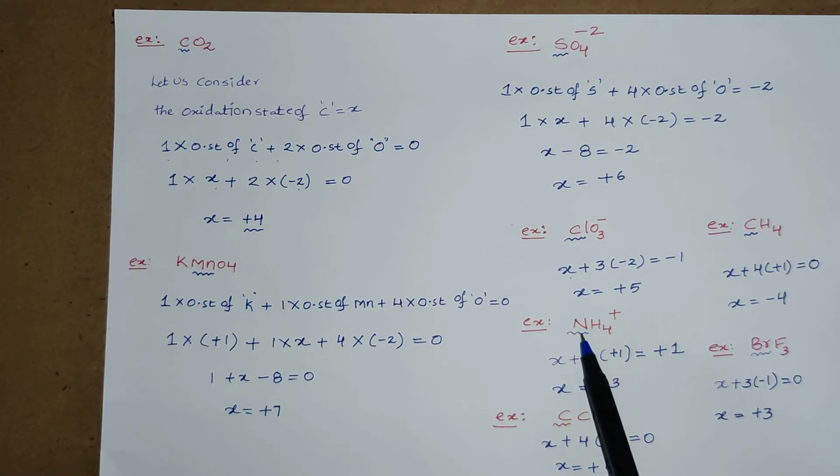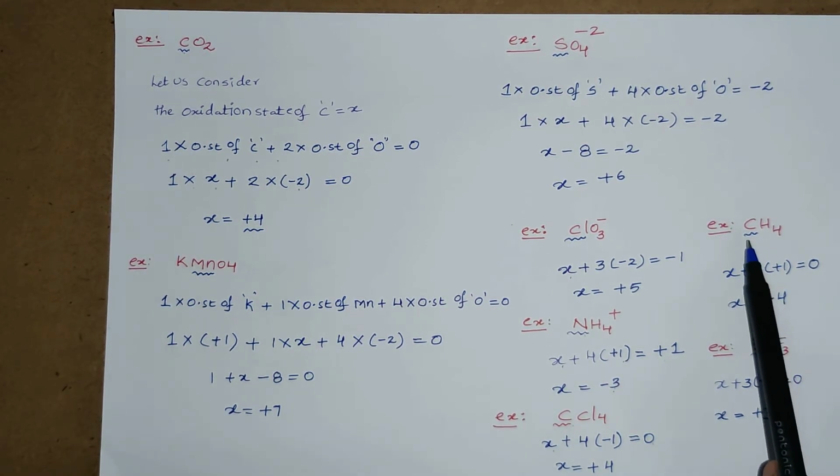The positively charged species NH4 plus is there. Calculate the oxidation state of nitrogen. Then that nitrogen is taken as X plus 4 into each hydrogen, plus 1, is equal to the overall charge present on that one, it is plus 1. Then by solving we get X is equal to minus 3. Minus 3 is the oxidation state of nitrogen. CCl4 is there. In CCl4, what is the oxidation state of carbon? X is the oxidation state of carbon plus 4 into minus 1 is equal to 0. Then X is equal to plus 4. Plus 4 is the oxidation state of carbon.